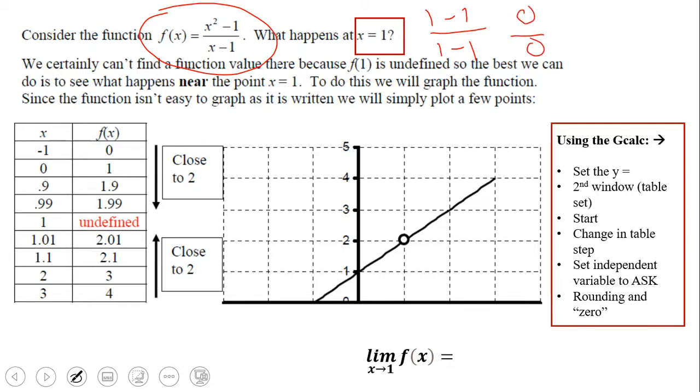As far as 0 over 0 is concerned, that doesn't tell us anything. That is undefined. That actually has a name. It's called the indeterminate form, which means we cannot determine anything about the limit from 0 over 0.